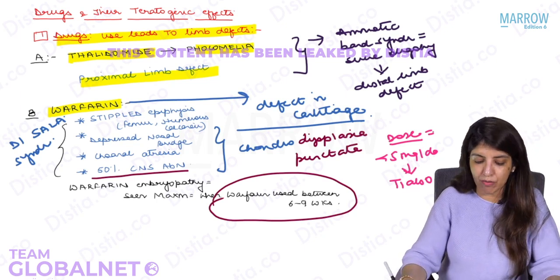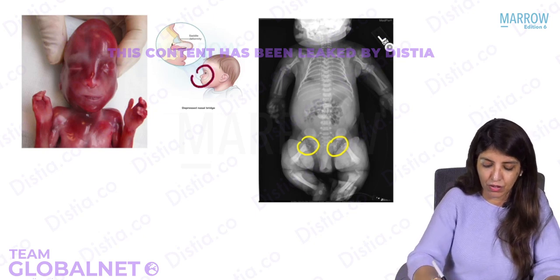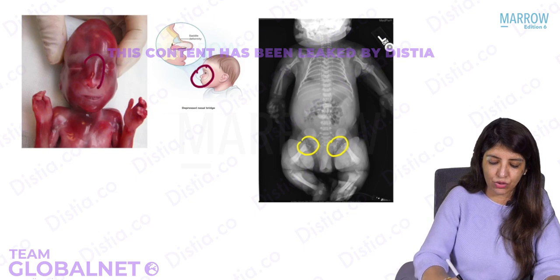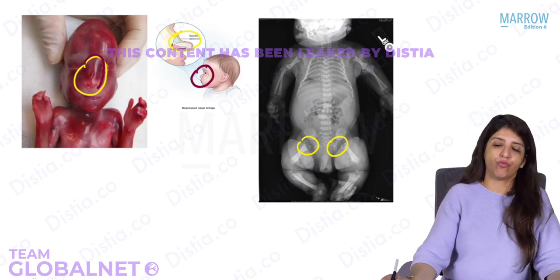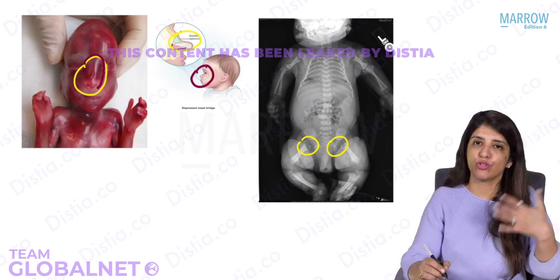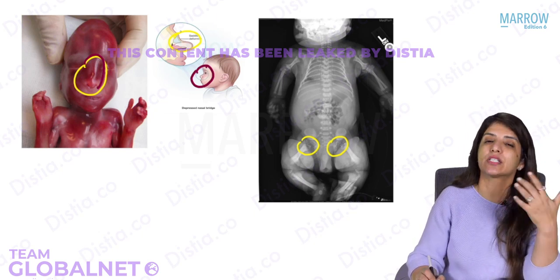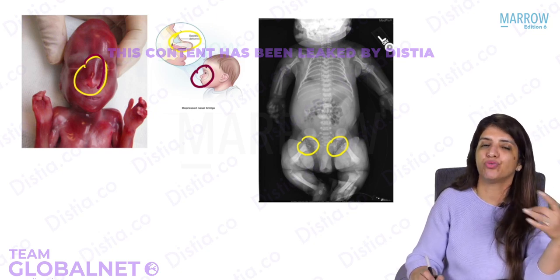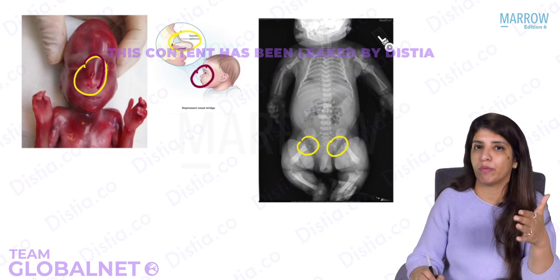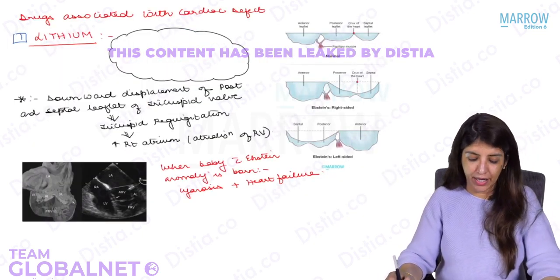Now look at this image over here. You are getting a depressed nasal bone. This is what is seen in warfarin embryopathy. So they are going to show you an image of depressed nasal bone, or an X-ray where you get stippled epiphysis, and that is how you are going to recognize warfarin embryopathy. Then, drugs which are associated with cardiac defects.